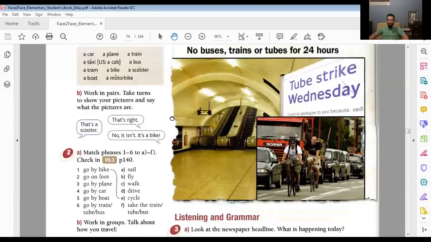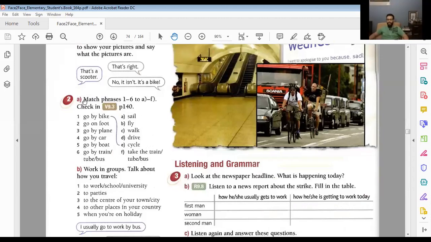Now, number 2 here is a matching exercise. We want to match each one with another verb. In the box on the right, all of these are verbs, and we want to match these verbs with the phrases on the left. So we have verbs and we have phrases. If you say "go by bike," it's the same meaning as "cycle."